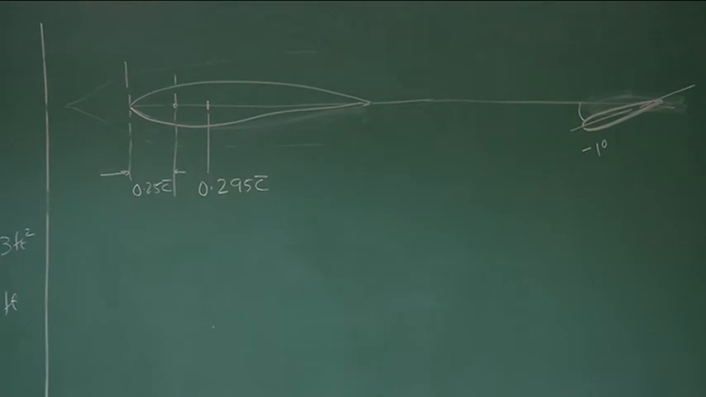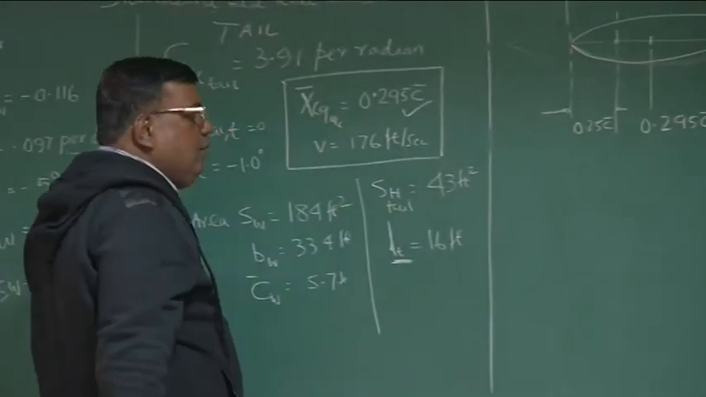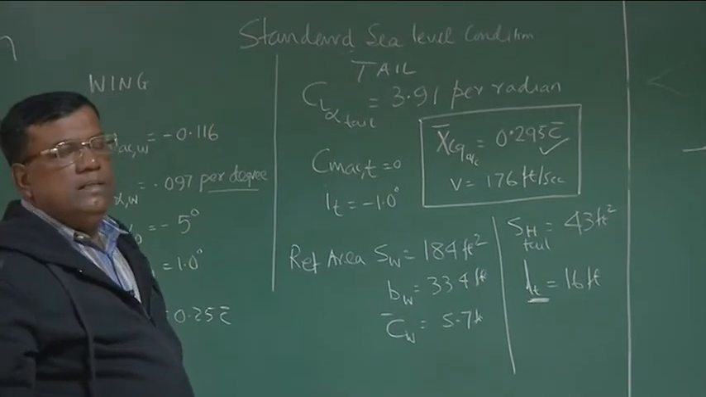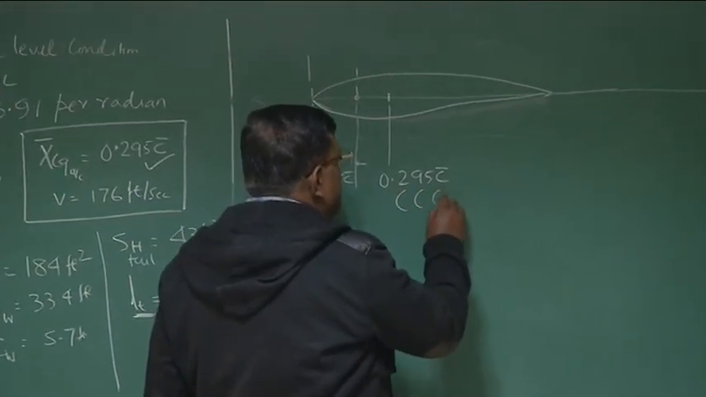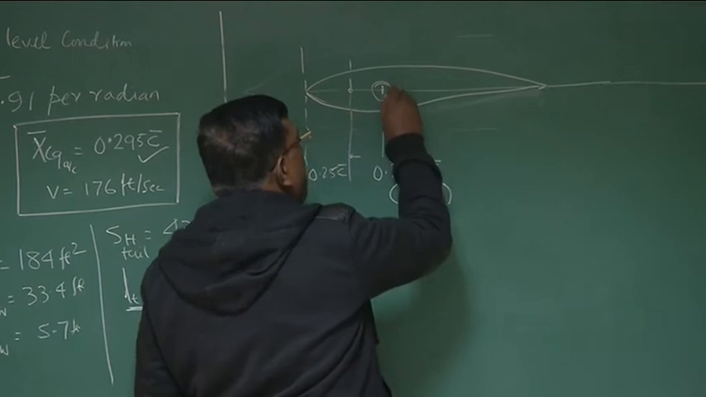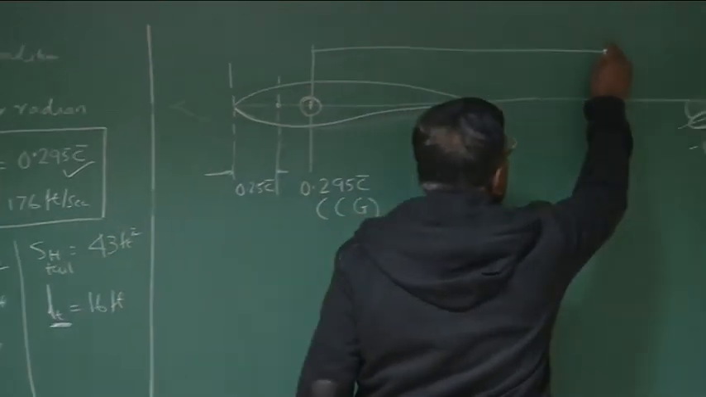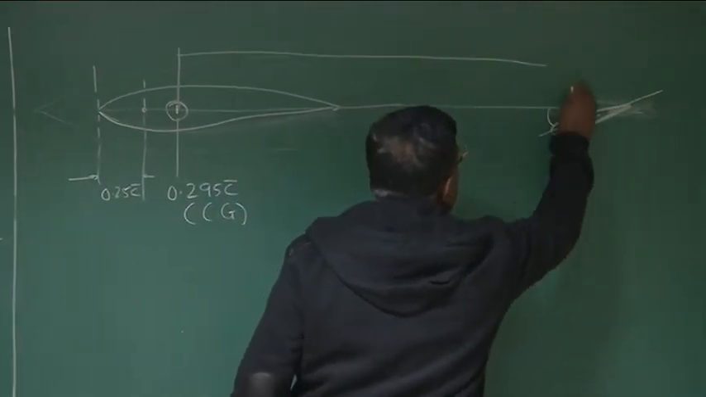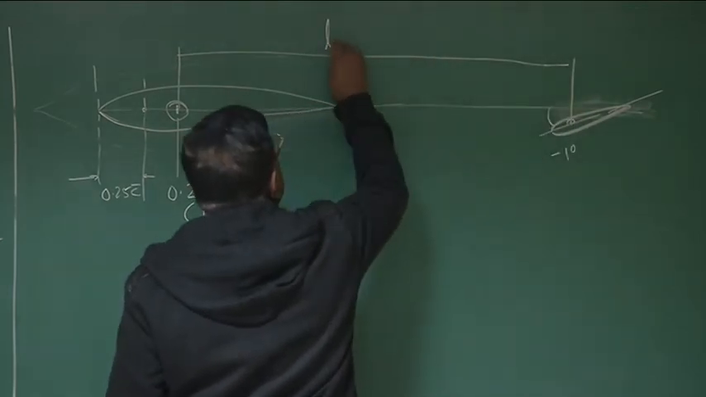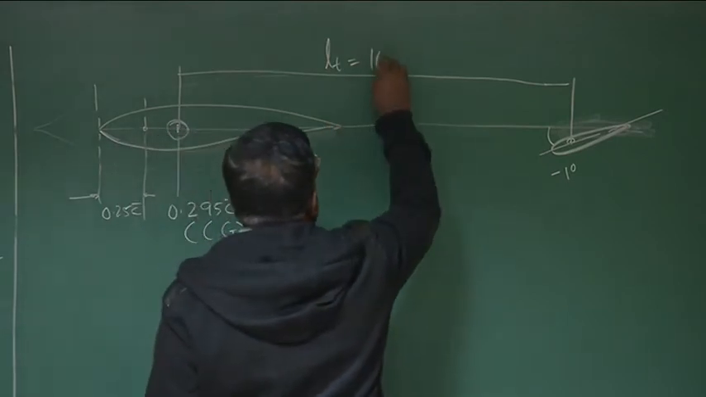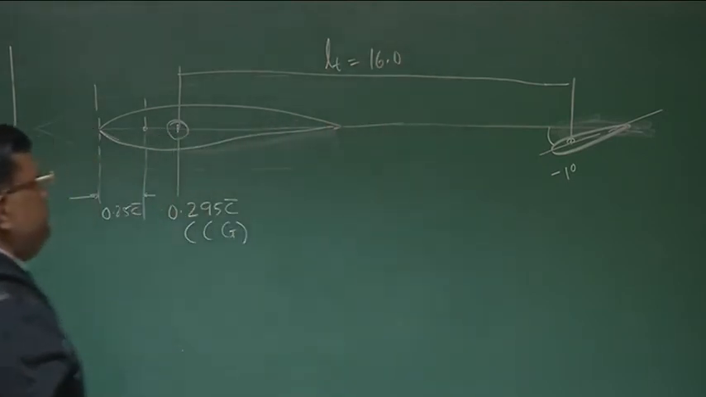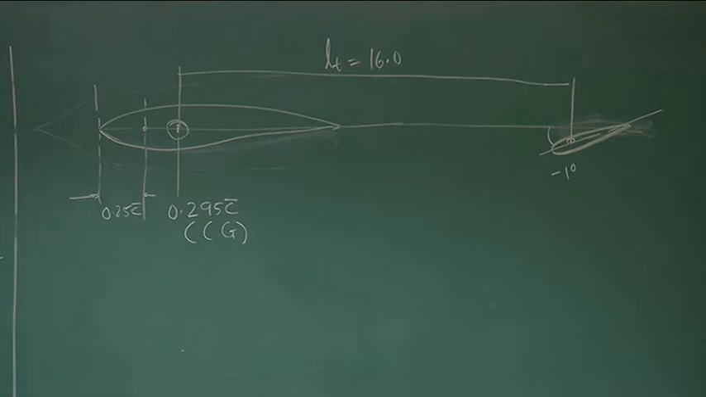Okay? This is clear? And further, you could see LT is given here. LT is the distance between the CG of the airplane and the AC of the horizontal tail. So this is LT, and this is given as 16.0. Clear?